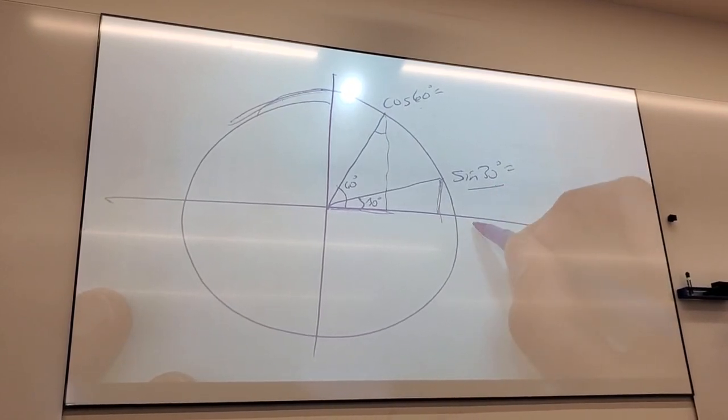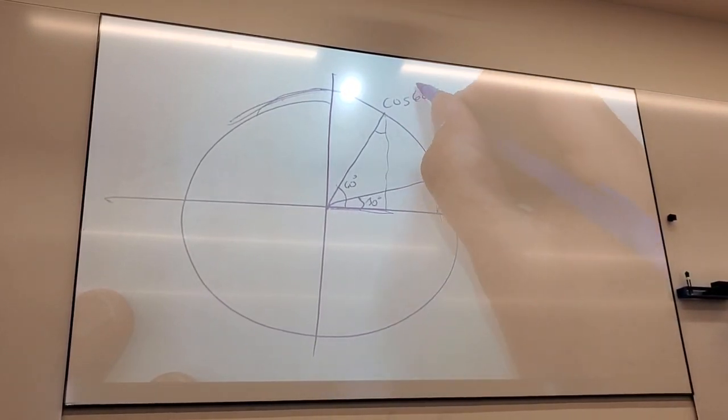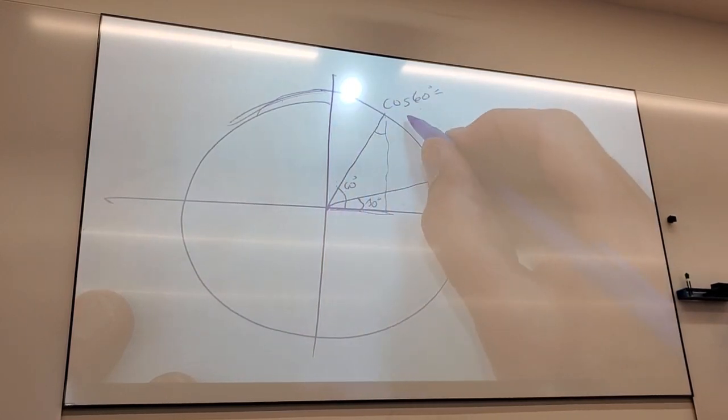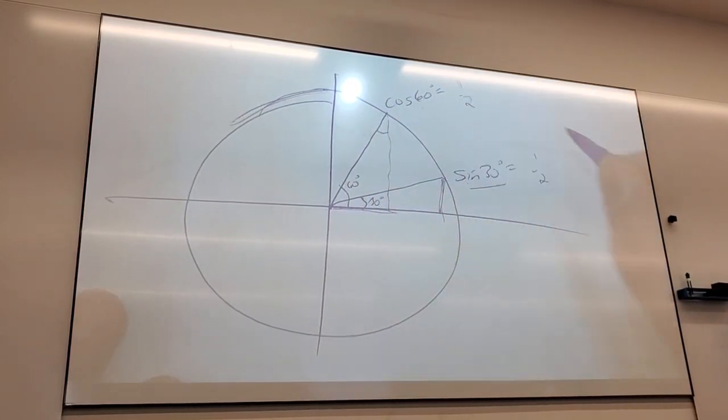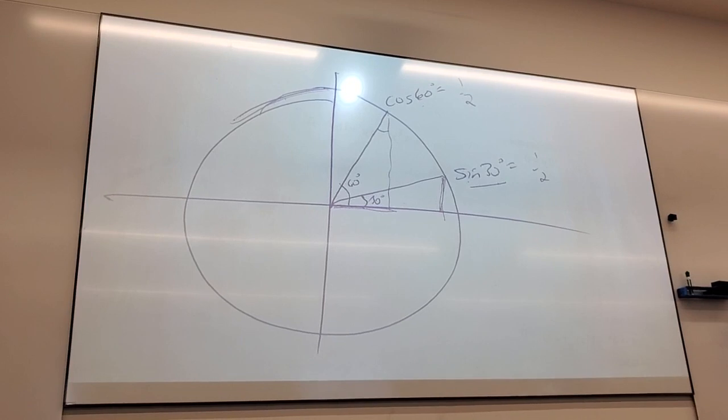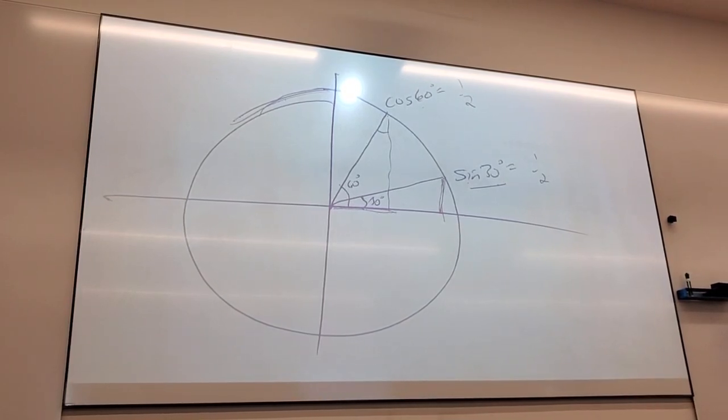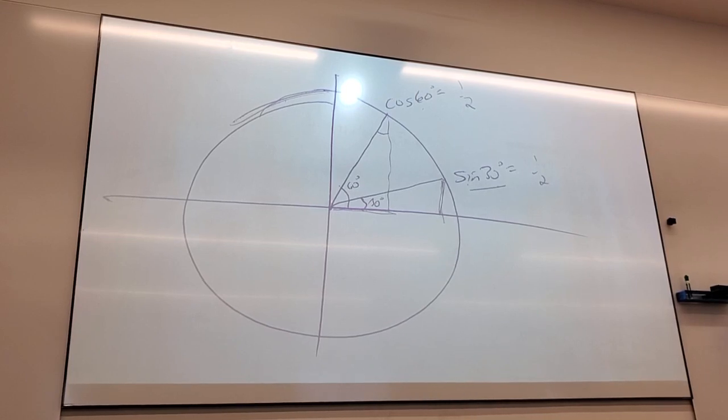30 degrees, close to the x, sine doesn't like it, it's 1/2. 60 degrees, it's closer to the y, cosine doesn't like that, so it's 1/2 also. So sine slowly grows. Why? Because I'm slowly getting closer to the y-axis. Cosine slowly shrinks. Why? Because I'm slowly getting further away from the x-axis.